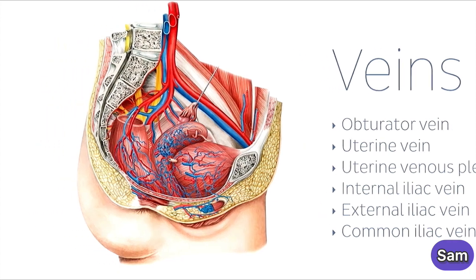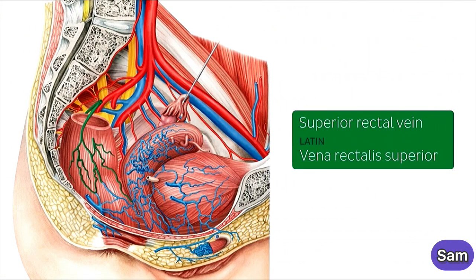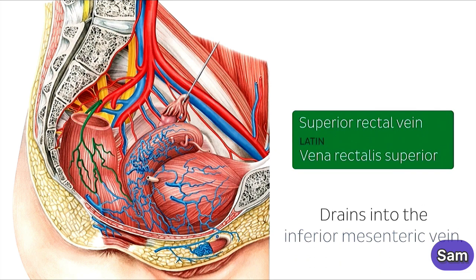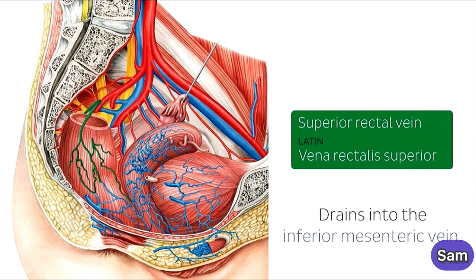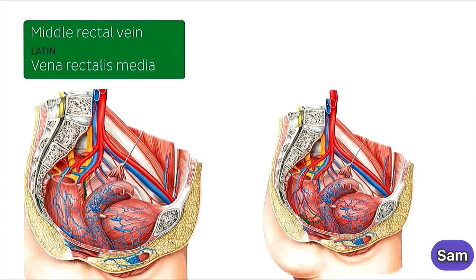The superior rectal vein follows the course of the superior rectal artery. It drains blood from the veins surrounding the rectum. It then travels superiorly, crosses the common iliac vessels, and drains into the inferior mesenteric vein, and finally the hepatic portal vein.